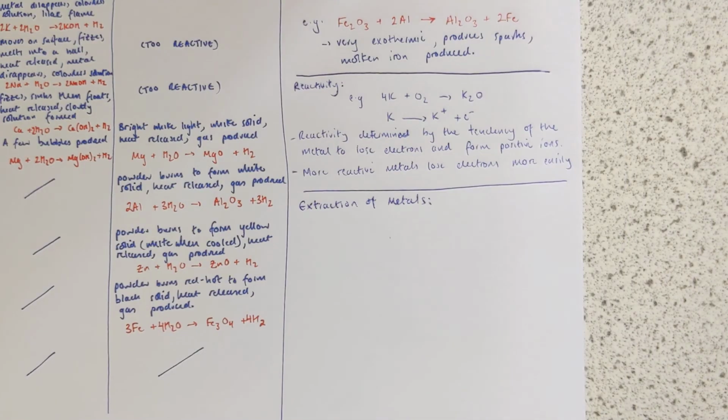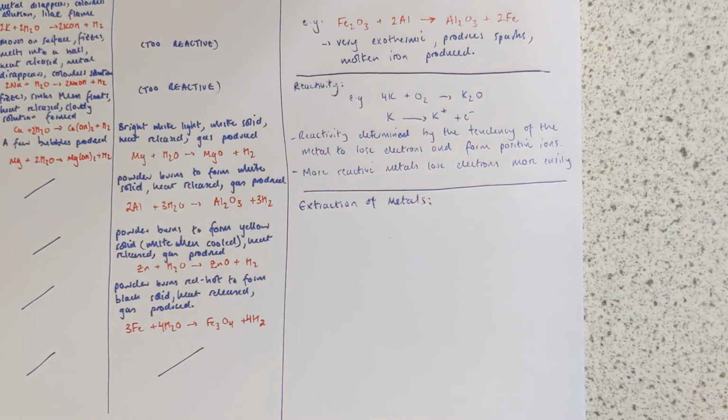The last section that we need to look at is on the extraction of metals. One of the consequences of the fact that metals are very reactive is that if you want to find the metal to make use of it, you're very rarely going to find the metal in the ground to dig up as the pure metal. What will have happened is that the metal will have already reacted with the oxygen in the air around it, and what we need to do is to get the metal back from the oxygen compound.